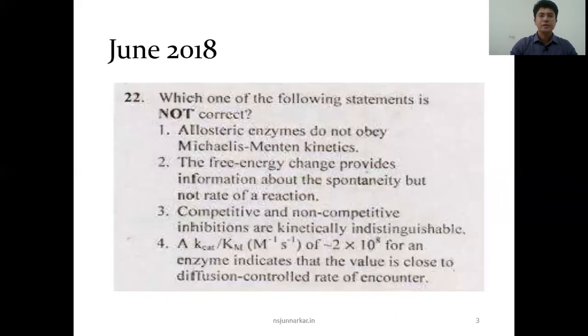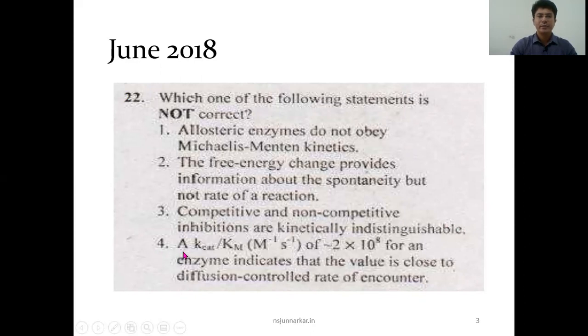Then another question was asked in June 2018. Which one of the following statements is not correct? Allosteric enzymes do not obey Michaelis-Menten kinetics. The free energy change provides information about the spontaneity but not the rate of a reaction. Competitive and non-competitive inhibitions are kinetically indistinguishable.